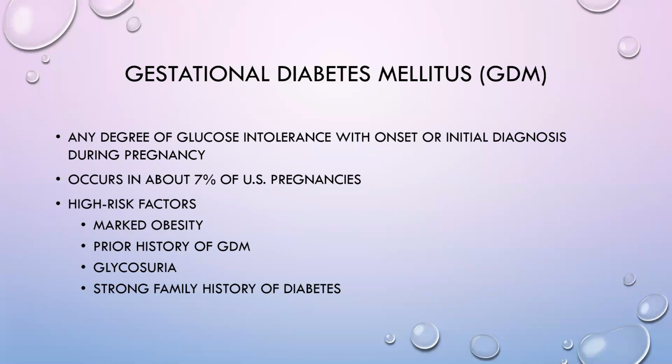Any amount of glucose intolerance with the onset or initial diagnosis during pregnancy is considered gestational diabetes. It occurs in about 7% of U.S. pregnancies. High risk factors associated with gestational diabetes are marked obesity, prior history of gestational diabetes, glycosuria, and strong family history of diabetes.